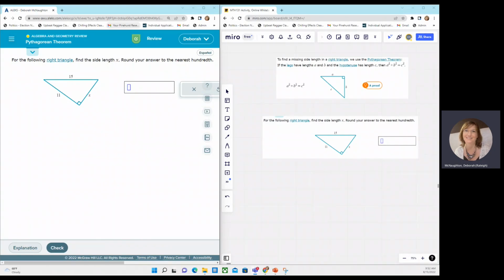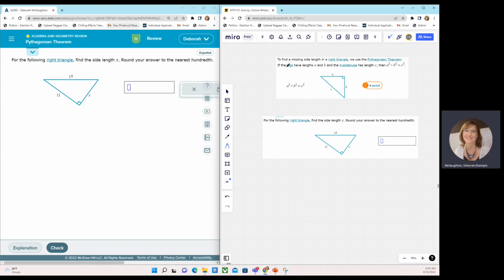I want to show you a trick, or not really a trick, but a tip for solving the Pythagorean theorem problems in ALEKS, because in ALEKS they give us a calculator to solve these problems. So I just wanted to show you how we go about doing this in ALEKS, using the calculator and also using the formula.